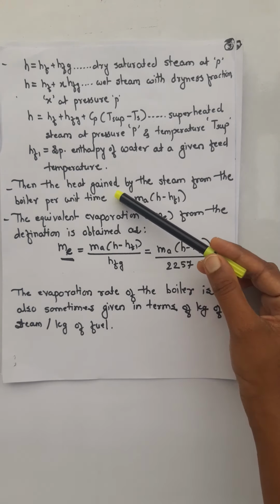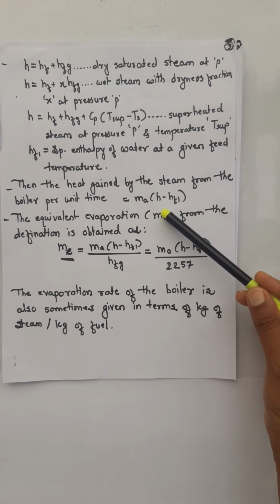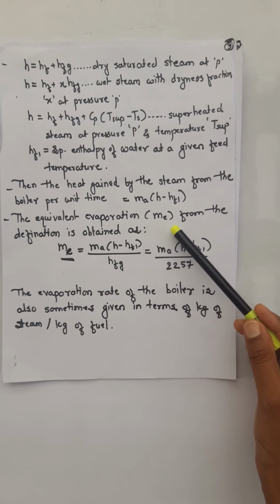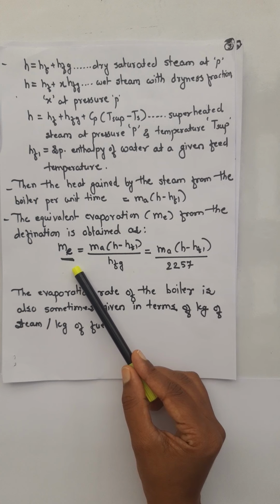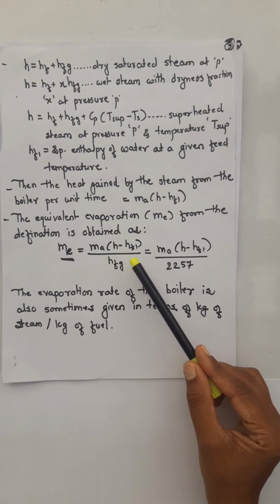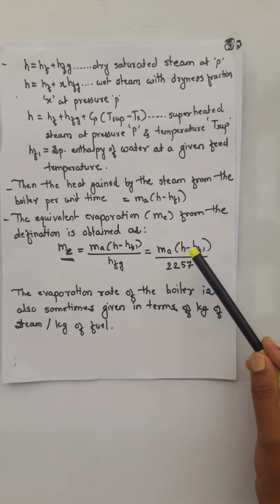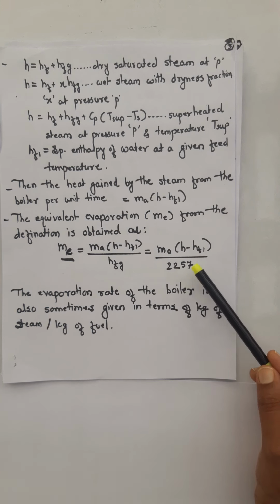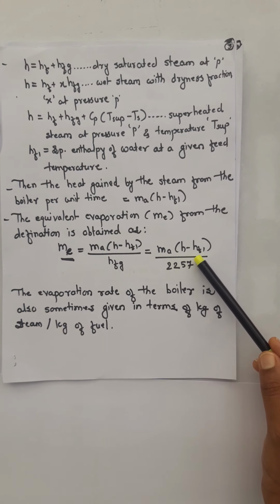Then the heat gained by the steam from the boiler per unit time is equal to Ma into (H minus hf1). The equivalent evaporation Me from the definition of equivalent evaporation is obtained as Me equal to Ma into (H minus hf1) divided by hfg, which is also equal to Ma into (H minus hf1) divided by 2257. So this is the equivalent evaporation Me, which is equal to Ma into (H minus hf1) divided by 2257.